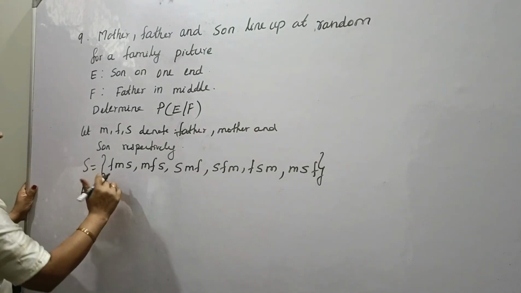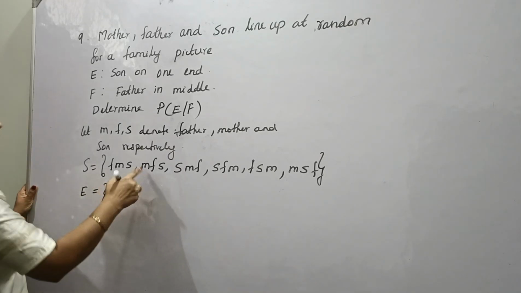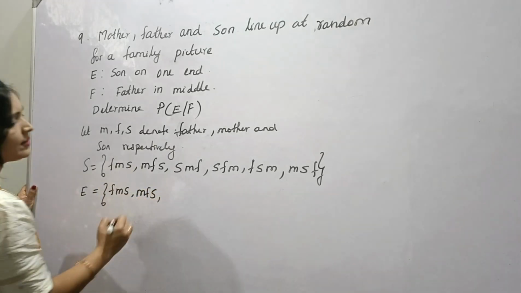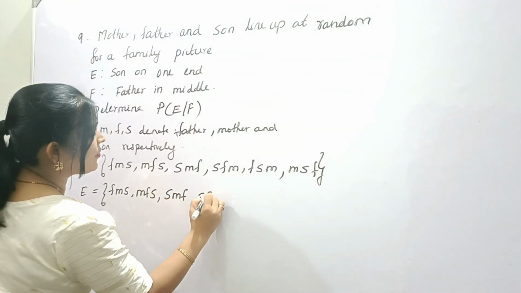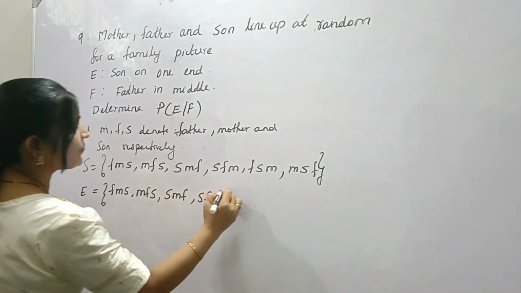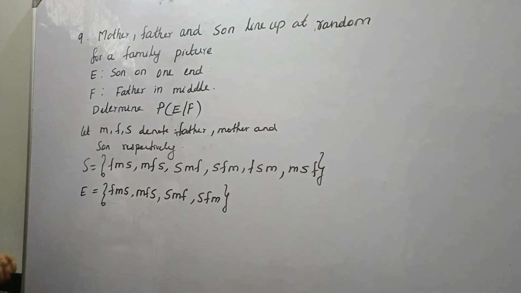So here, possible outcomes are father, mother, son. Okay, mother, father, son. Then son, mother, father. Son, father, mother. Right? So these are the possible outcomes of event E.